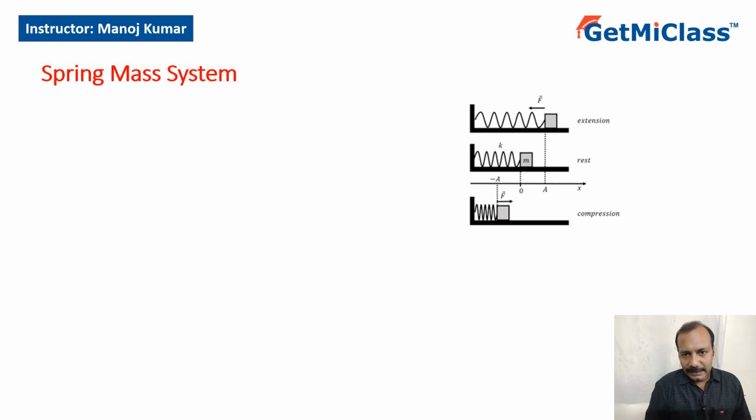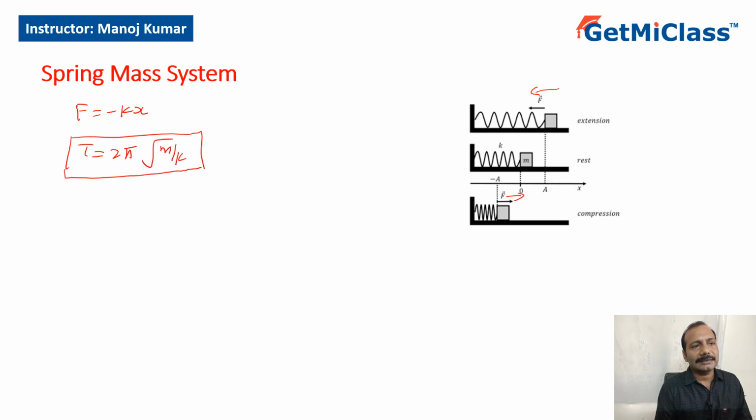Now let's look at another example of SHM, that is the spring mass system. Now we know that when a spring is compressed or extended, a restoring force acts towards the mean position. So we have this restoring force given by F = −kx. Because F = −kx, from the same expression we have T = 2π√(m/k). So this is the time period of the spring mass system, where m is the mass attached to the spring and k is the spring constant.